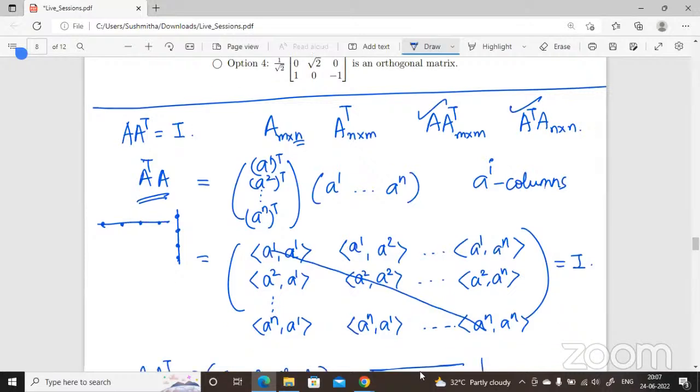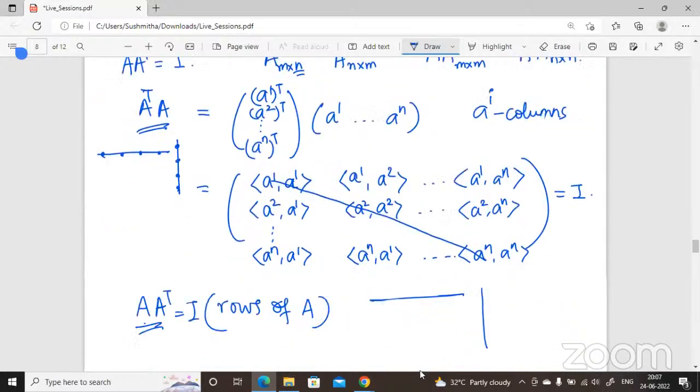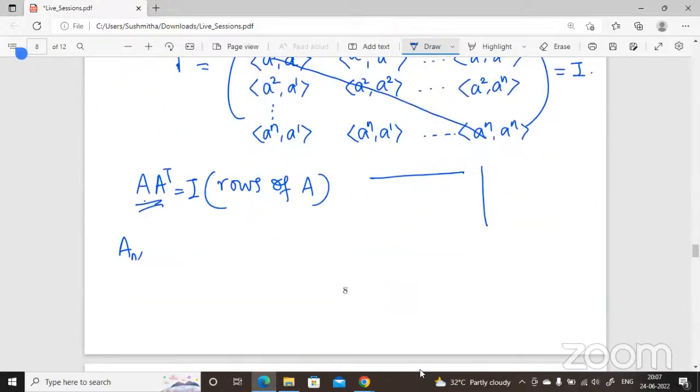So this is in general for any M cross N. Now, suppose A is an N cross N matrix. It is a square matrix. What can you tell about this condition and this condition? If one is satisfied, is the other naturally satisfied? Yes. Why?